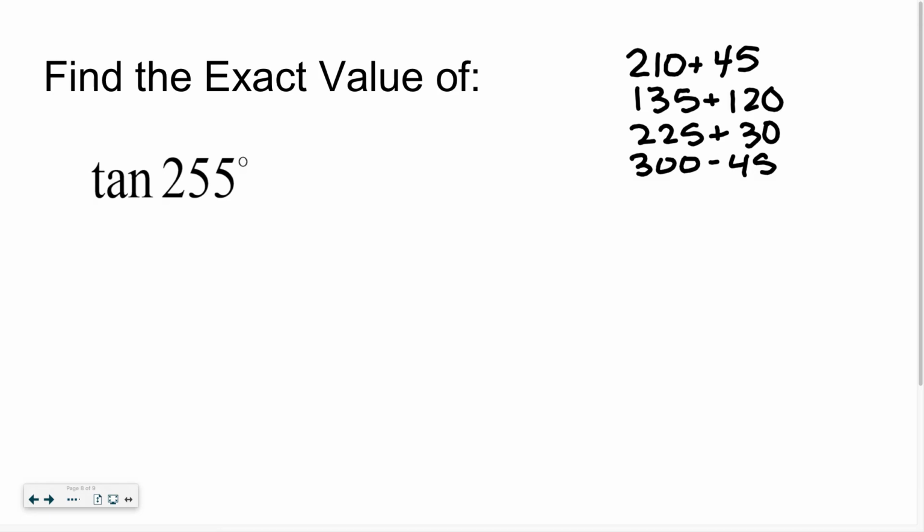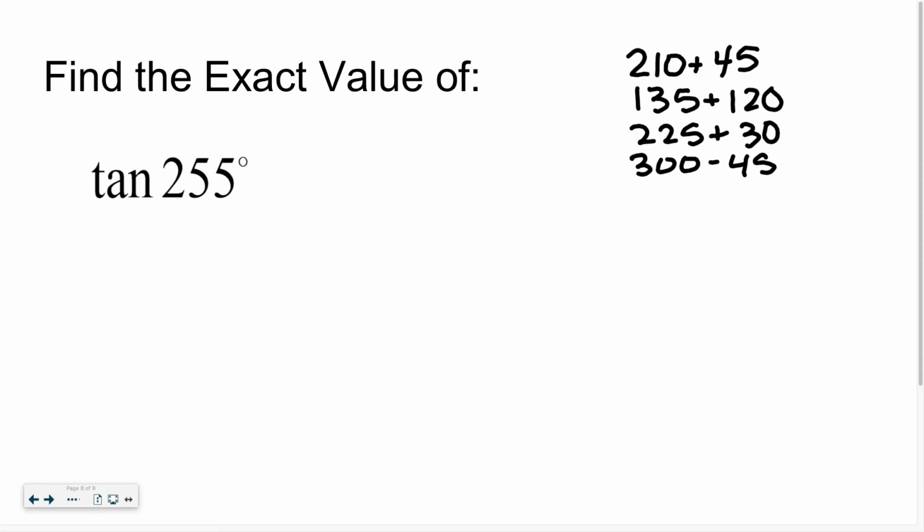Okay. Tangent at 210, that's part of the 30-degree family. So that's in quadrant 3. It's going to be positive, and it's going to be square root 3 over 3. I'm not going to choose that one because then I'll have to put square root 3 over 3 into a fraction, top and bottom.